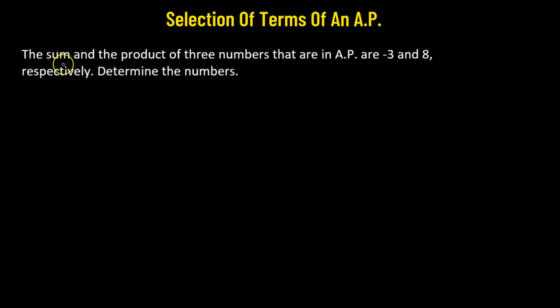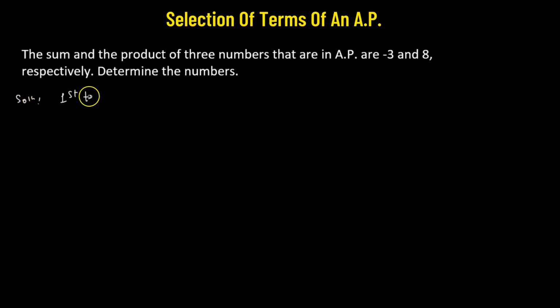In this problem, it is given that the sum and the product of three numbers, and these three numbers are in AP. The sum is -3 and the product is 8. Now, using this fact, we have to find out the numbers. So let's begin.